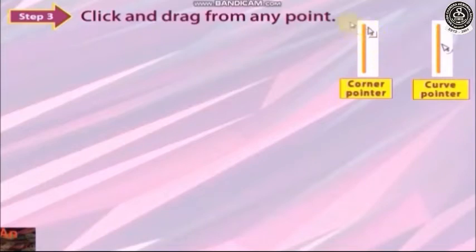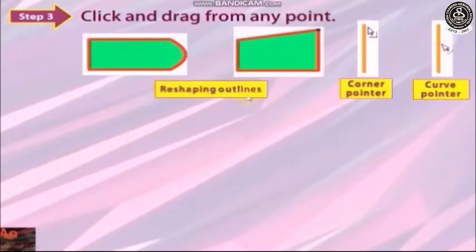Step number 3, click and drag from any point. Here is a corner pointer. Here is a curve pointer. So when you move the mouse pointer near the corners, it will be a corner shape. You can modify it, and the curve pointer will help you to change the line to a curve. And the same thing happens when reshaping outlines of any shape. See, it is going to the middle, so that's why it has transformed to a shape, and here the pointer is at the corner, so it has transformed to a quadrilateral.